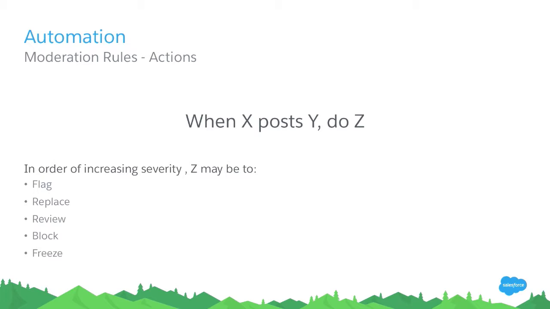There are several things you can do. You can automatically flag things so that if your users don't catch stuff, your rule can catch stuff and bring it to the attention of the moderators. Alternatively, you can configure rules to replace, review, or block content that's coming in. These actions will partially or wholly obfuscate content that comes in if it's deemed problematic by the rule. And lastly, more severely, you can freeze the user out if they're causing problems, if they're posting large volumes of problematic content.